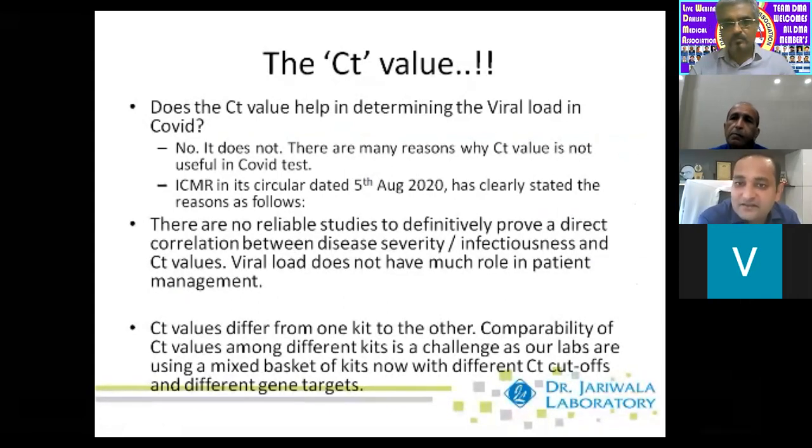Now, the antigen test is said to be extremely specific, so much so that when an antigen is positive, we call it a confirmatory result and a PCR is not required further.